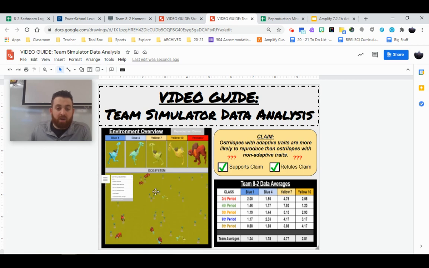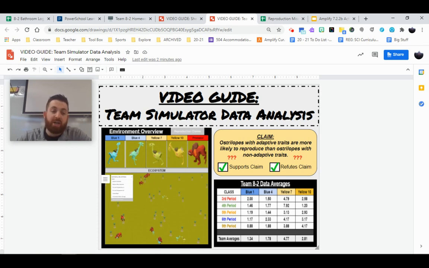And if you notice that our ecosystem here had the same coloration as our yellow 7. So yellow 7 was our truly adaptive australope. It had the adaptive traits or the adaptive color that best suited the environment and allowed them to probably be the best to survive. Now, hopefully we loaded up the right mission. Otherwise, our data would be funky.